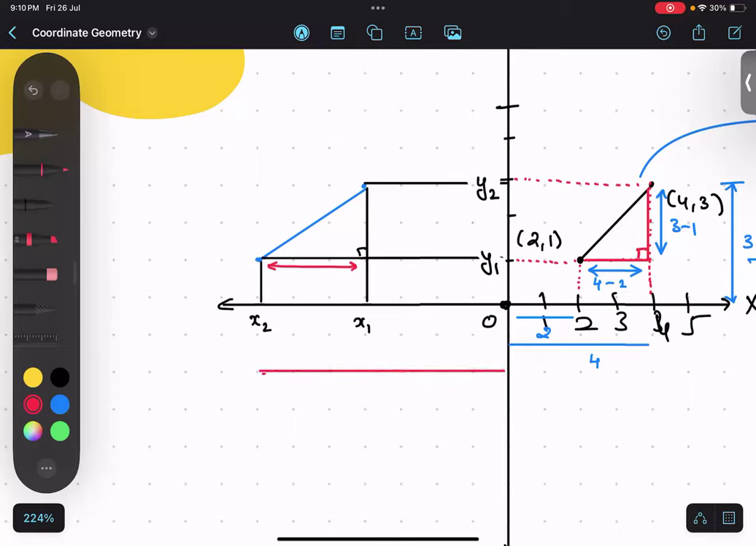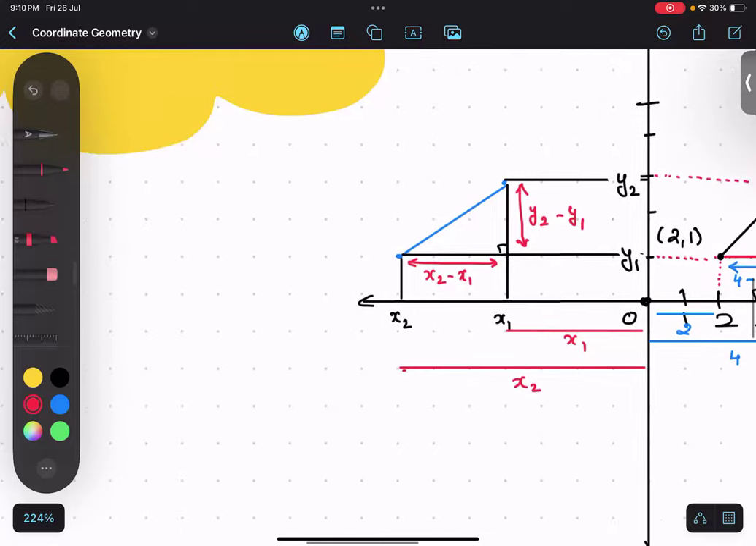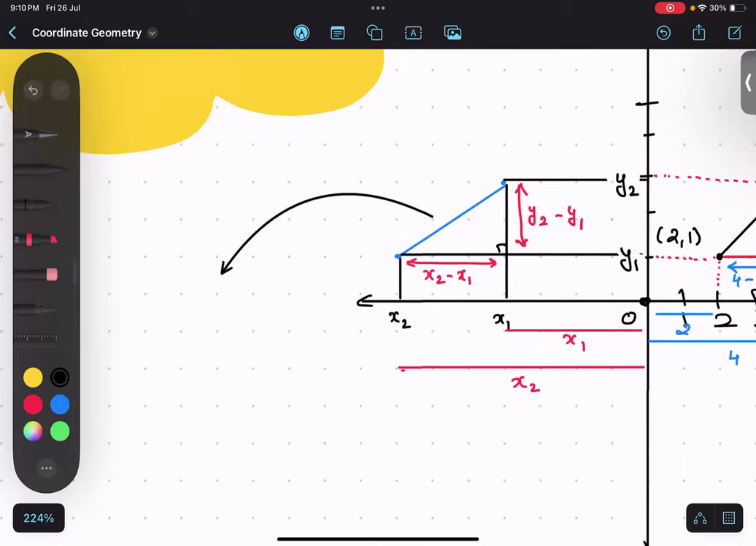This distance is x2 minus x1. Very good. So this distance is x2 and this distance is x1, and I want the gap, so this becomes x2 minus x1. And what about this distance? This becomes y2 minus y1. Again, same logic. I'm going to take a right angle triangle, and it gives me x2 minus x1 and y2 minus y1.